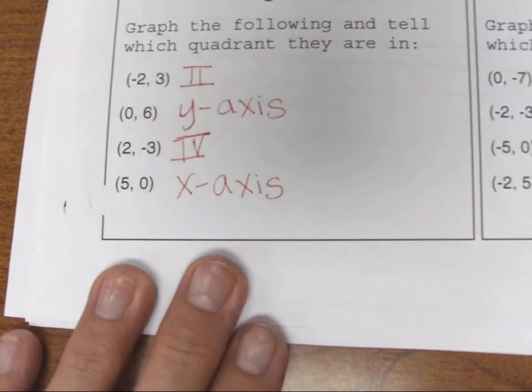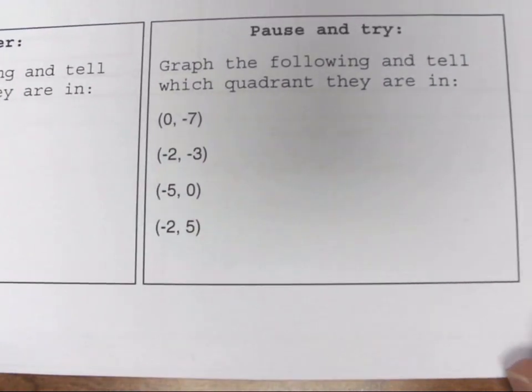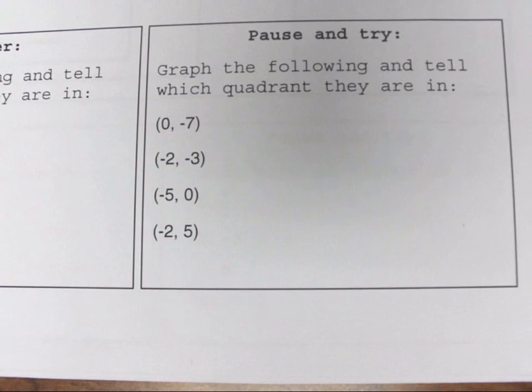Okay, that's all for today, folks. If you look right here, there is a pause and try. You are going to graph, once again, the following ordered pairs, and you're going to plot them. And tell me which quadrant they are in, or if they're on one of the axes, the x-axis or the y-axis. Have fun!